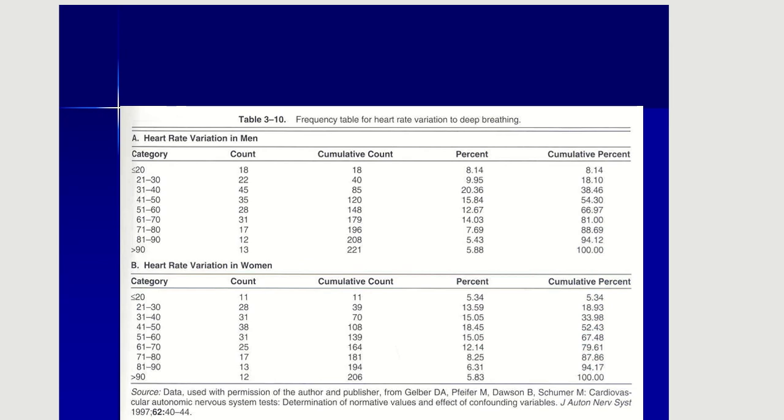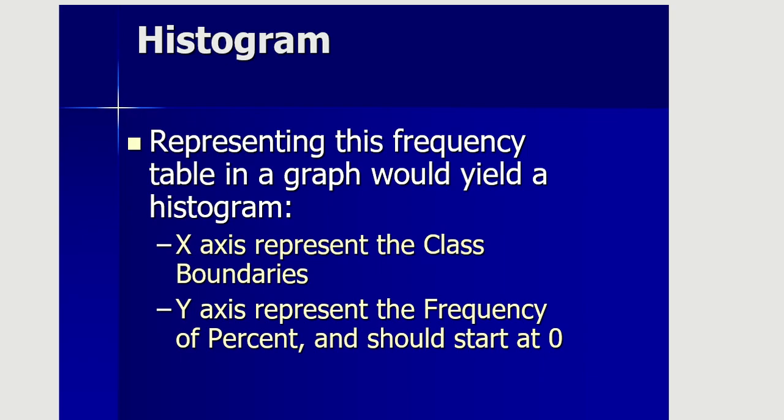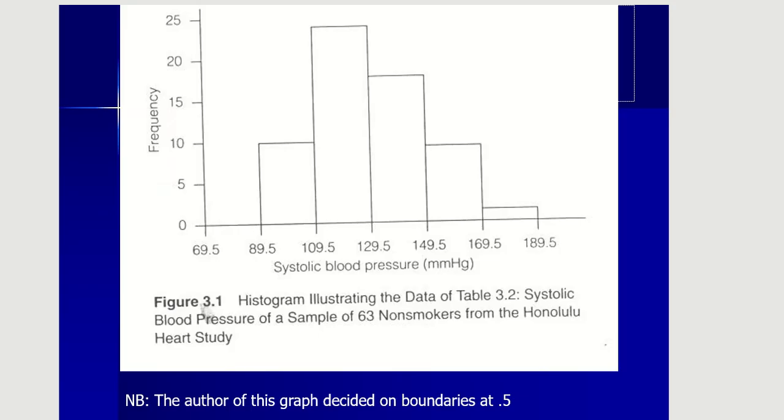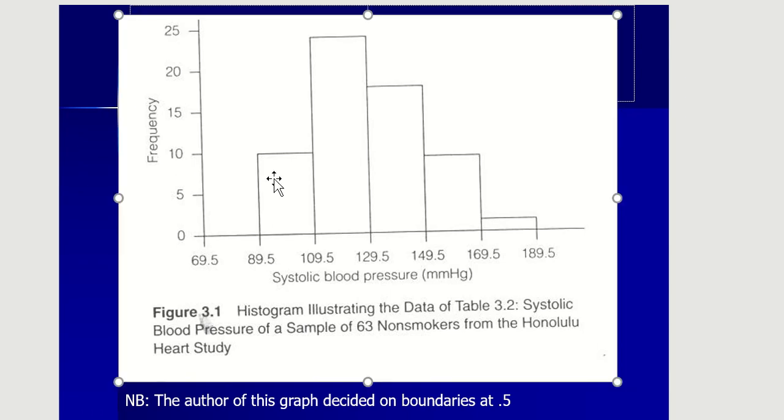Okay, now comes the histogram. Now, basically, a histogram is just your frequency table, but you turned it into a graph. Okay, so here's the systolic blood pressure, the first data I showed you. On your x-axis, your horizontal axis, you're going to put your class interval, and on your y-axis, you're going to put your frequencies or percentages, depending on whether you want to make a frequency histogram or a percentage histogram.